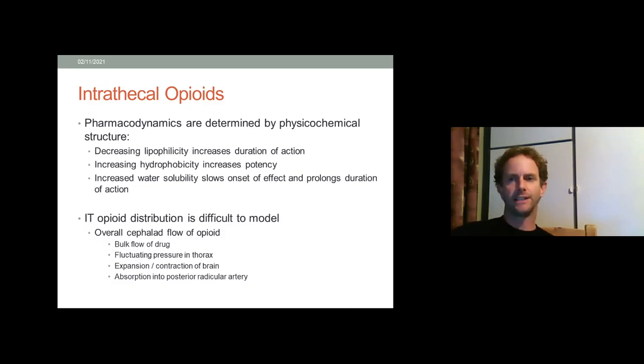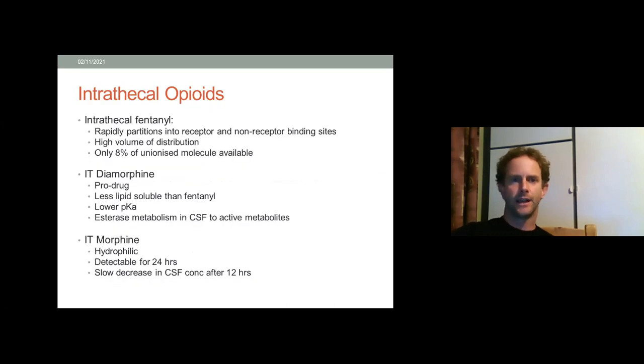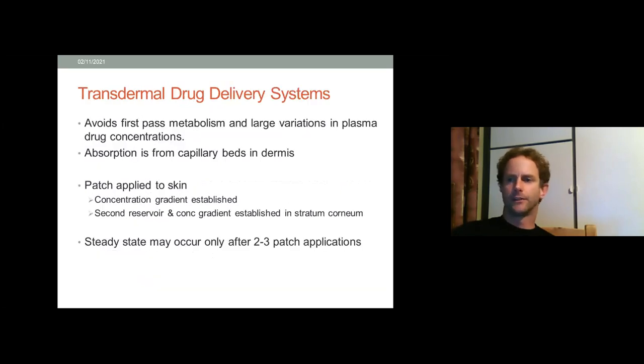And they've tried to model the way that opioids are distributed throughout the CSF, but it's very difficult. So models assume that you've got complete mixing and equilibrium across all compartments, which doesn't happen in the CSF. But overall, you have a cephalad flow of opioid due to lots of different effects. So bulk flow, fluctuating pressure in the thorax when you're breathing, and then brain expanding and contracting due to the cardiac cycle. I'll leave that now.